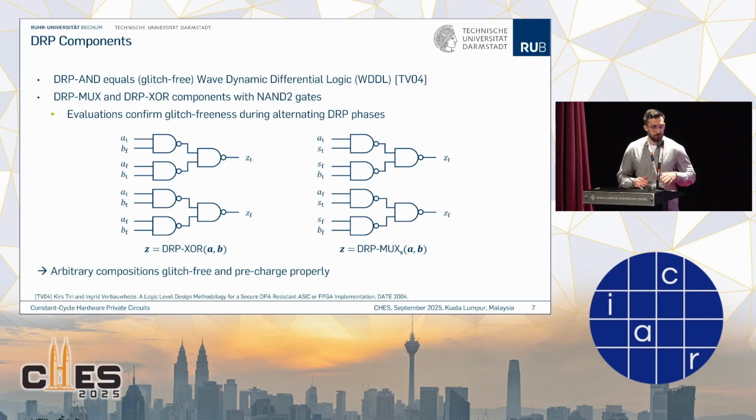Just to give an intuition, if we are in the pre-charge phase and we feed a 0 vector into any of these gadgets, then this barrier of NAND gates will evaluate to 1. So all of the intermediates are set to 1. And the second stage of AND gates is again going to evaluate to 0. Meaning that if we are in the pre-charge phase, we feed zeros into the gadget, we get zeros out of the gadget, meaning that this properly pre-charges and can be composed in a DRP circuit. And if we look at this exhaustively, we can also see that it is glitch-free.